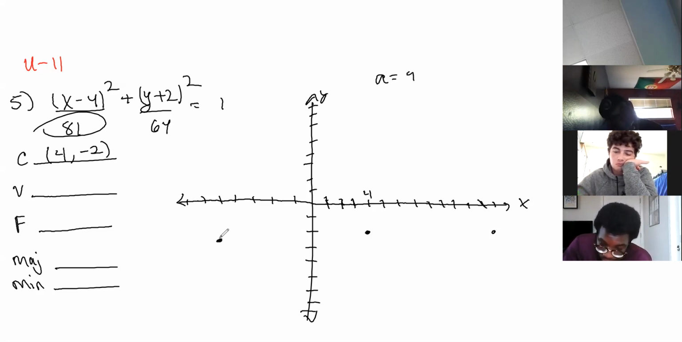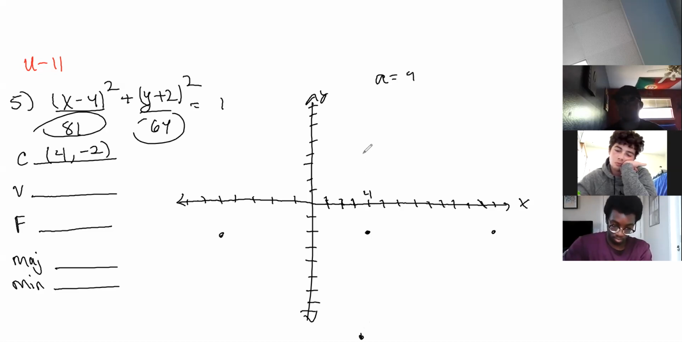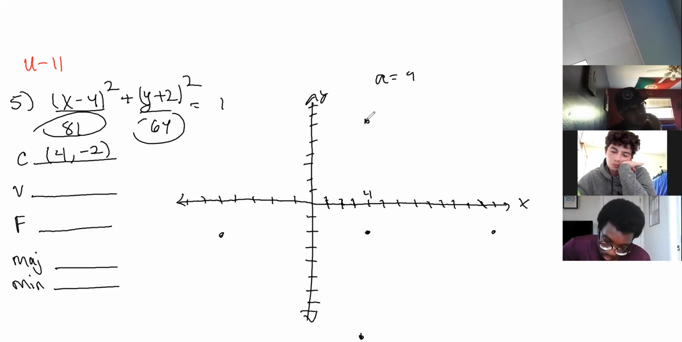And then how far up and down would I move? 8. 1, 2, 3, 4, 5, 6, 7, 8. I'm kind of off screen. And then 1, 2, 3, 4, 5, 6, 7, 8. And now this looks almost circular. Why is that? It is supposed to be stretched.